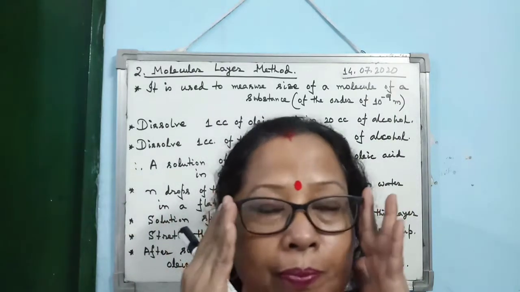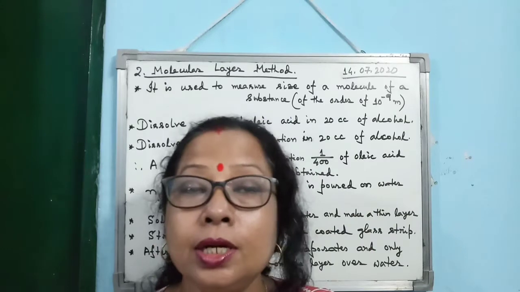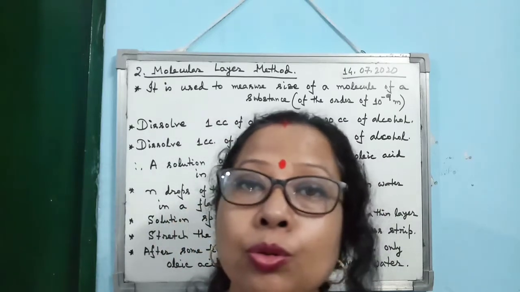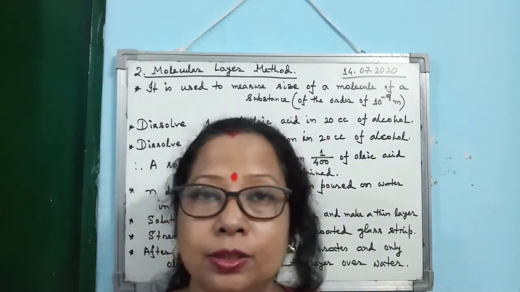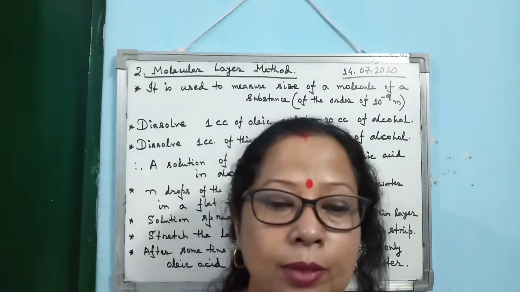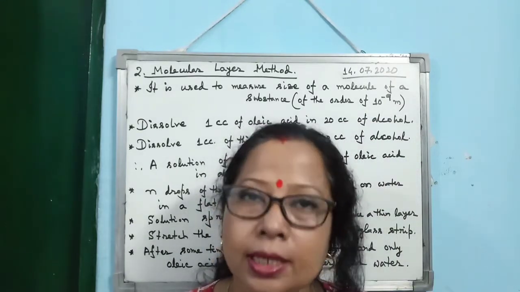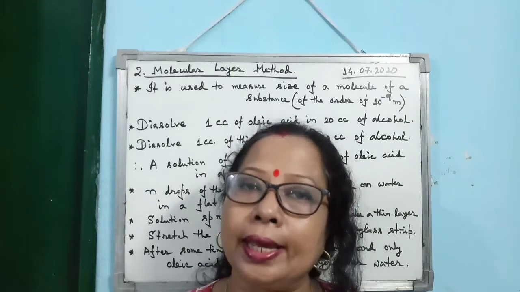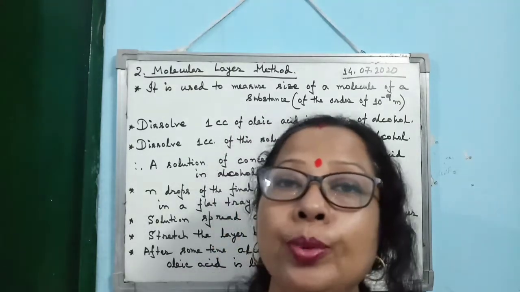Now for these purposes, generally we prefer to take a liquid whose molecular size is quite big. One example of this kind of substance, whose molecule is of bigger size, is oleic acid. Alright. So what do we do?